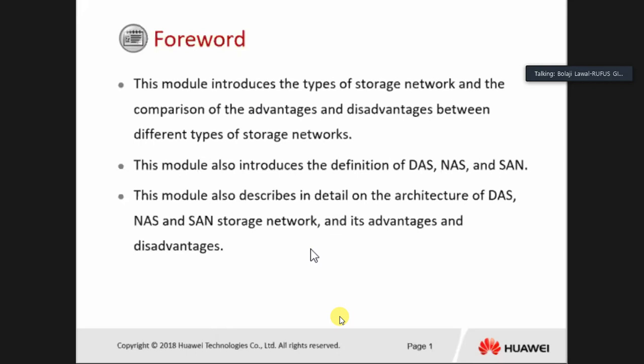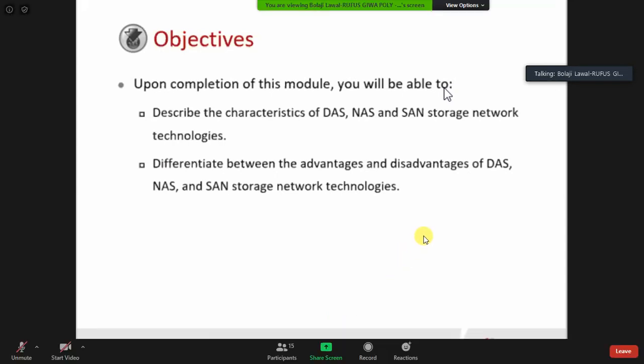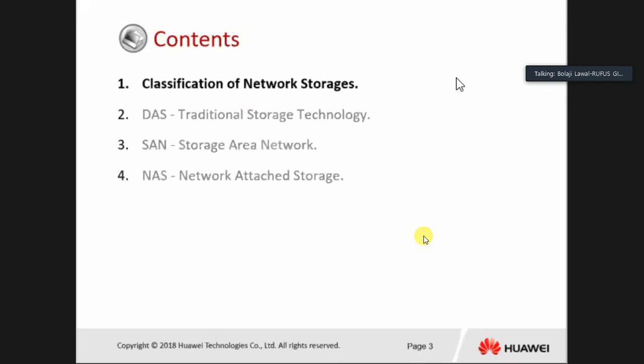Our objective is to describe the characteristics of DAS, NAS, and SAN, which I believe we dealt with yesterday, but we will continue the lecture today. We will also look at the advantages and disadvantages of network technology. We looked into the classification of network storages. We looked into DAS yesterday, the traditional storage technology. We also looked into the storage area network and network attached storage.